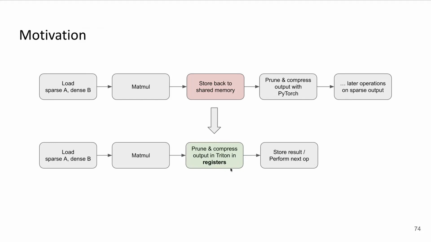And this has a few benefits. For example, after a matrix multiplication, we might want to have some kind of activation that happens. And activations can make the results more sparse. And so after the activation, we would want to directly convert that into our sparse format so that it can be used directly for the next operation in training or in inference.